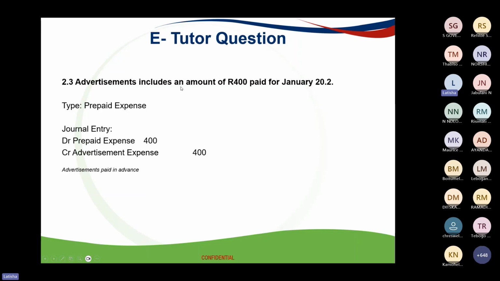And here it's giving us the amount. So it's saying it includes an amount of 400 for January. So here we know that the 400 Rand is for January. So we don't have to do any calculations. And therefore, that is why the journal entry is credit advertisement expense because we've already paid it. So it's sitting as an expense currently in our financial year. We need to remove it. So that is why we credit advertisement expense and we debit prepaid expense.